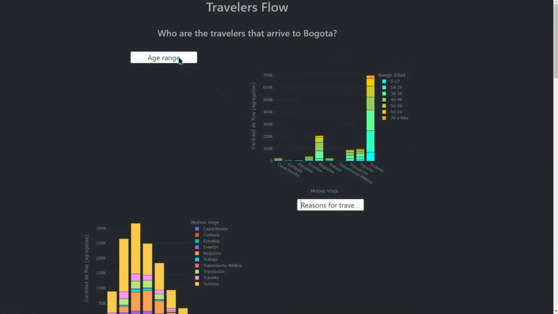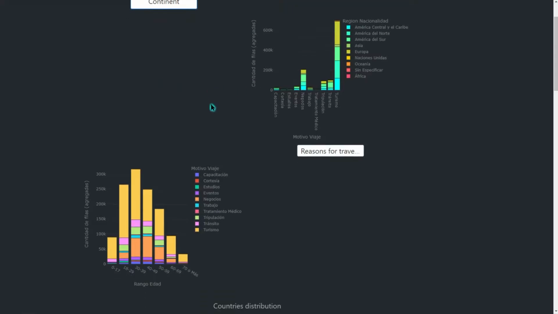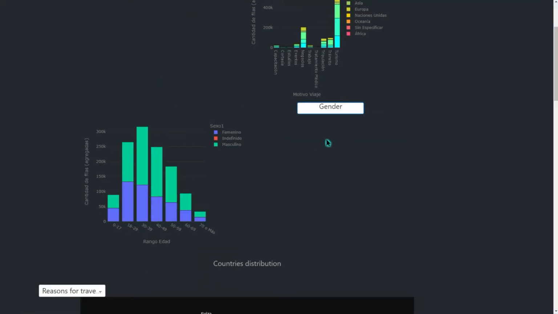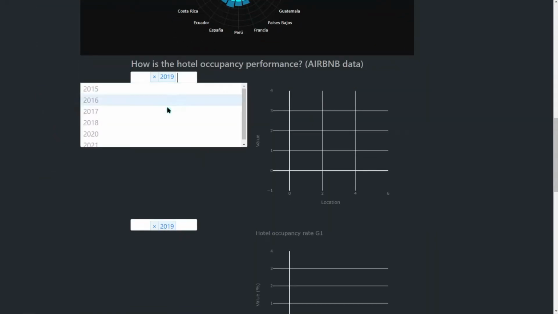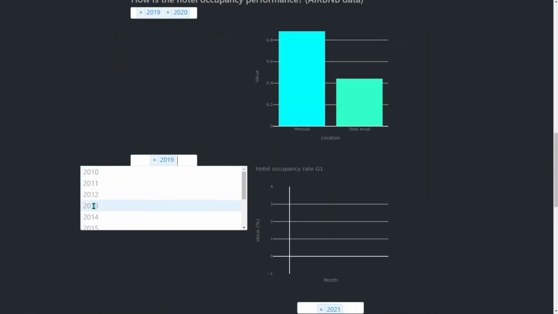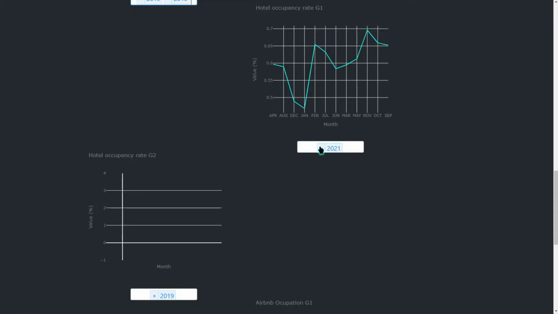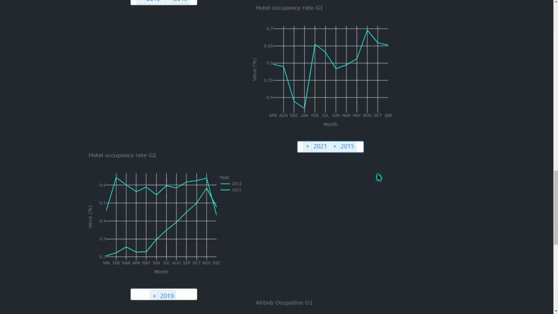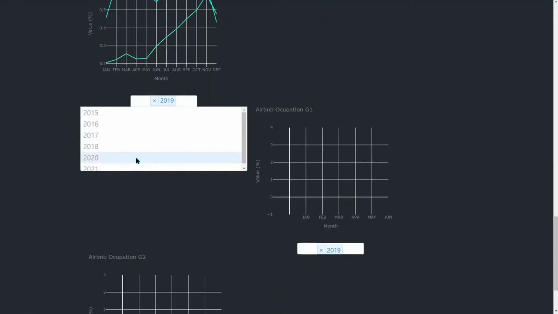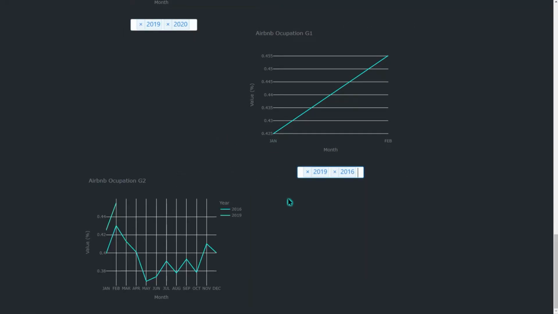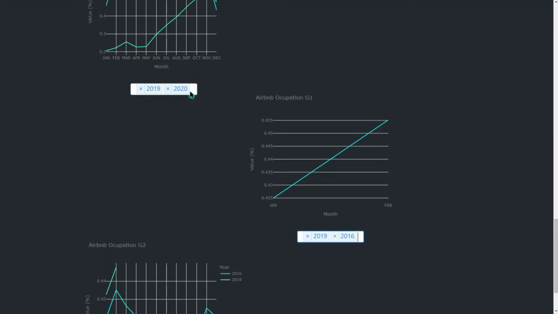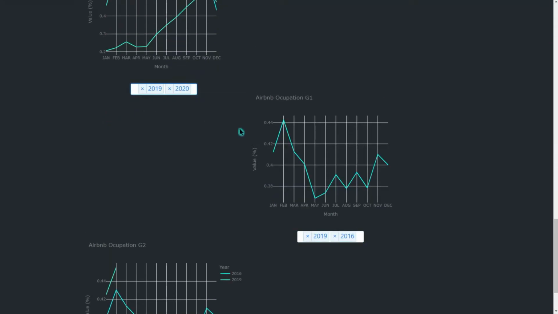On the second page, Travelers Flow, information regarding the entry of travelers in 2021, their age, and the reason why they arrived in the country could be displayed, with the aim of obtaining relevant data that could guide the development of public policy in terms of tourism, and also that travelers could observe how many people with the same characteristics came to the city and from there decide to visit Bogota.